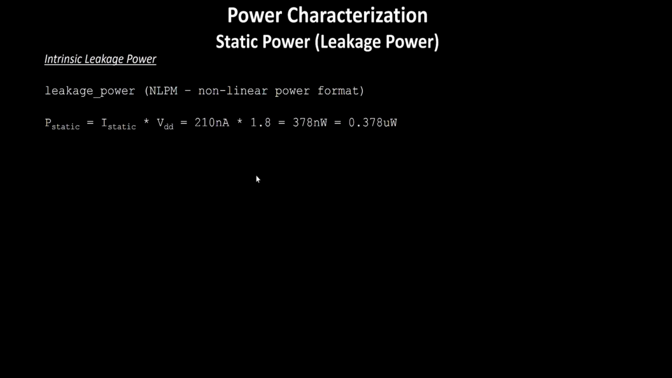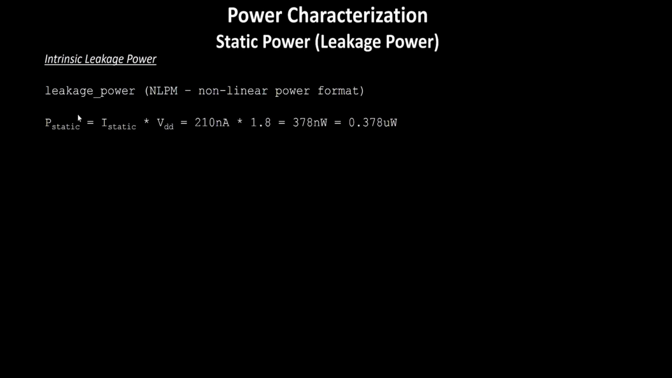Depending upon the timing library unit for the leakage power, these particular values are specified. If the library unit specifies nanowatts, we just put the value of 378. If the library unit specifies microwatts, we put 0.378. I'll show you where we specify the leakage power unit.